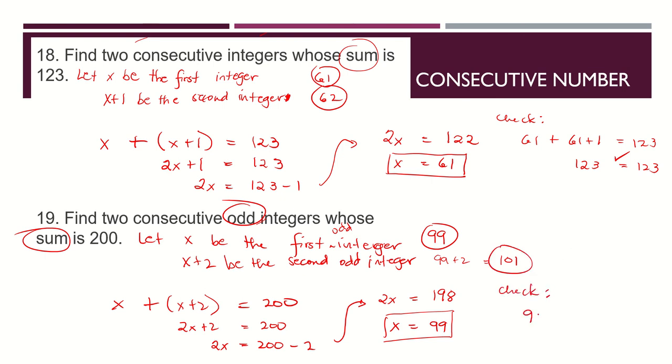Dapat daw, pag inadd mo yung dalawa, ang kalalabasan ay 200. So, tama naman. 200 naman ang kalalabasan. So, check.